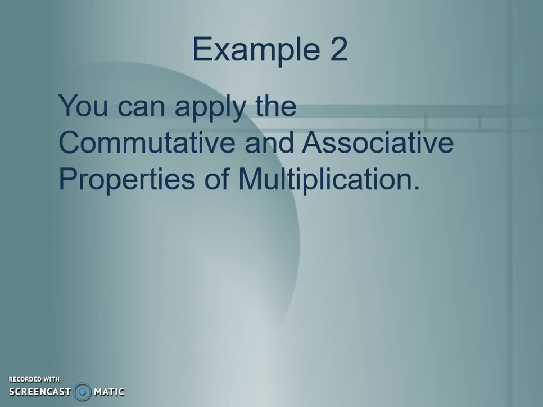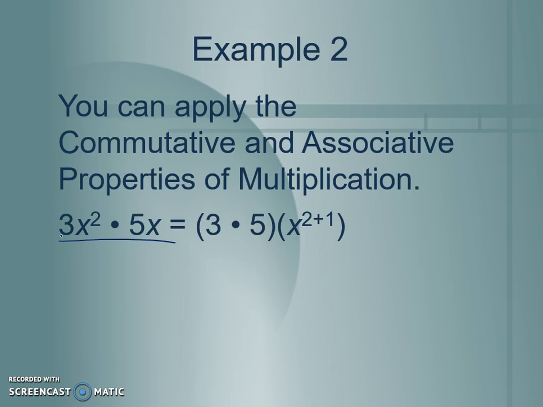For example 2, it says you can apply the commutative and associative properties of multiplication. So example 2 starts us off with 3x squared times 5x. So this is our beginning problem here. I know I'm going to have to multiply my 3 times my 5. And then I have an x to the second and an x to the first. I'm going to have to multiply those, and to multiply those I'm going to be adding my exponents. So 3 times 5 is going to be 15, and x to the 2 plus 1, that's 3, so it's x to the third. So 15 times x to the third.